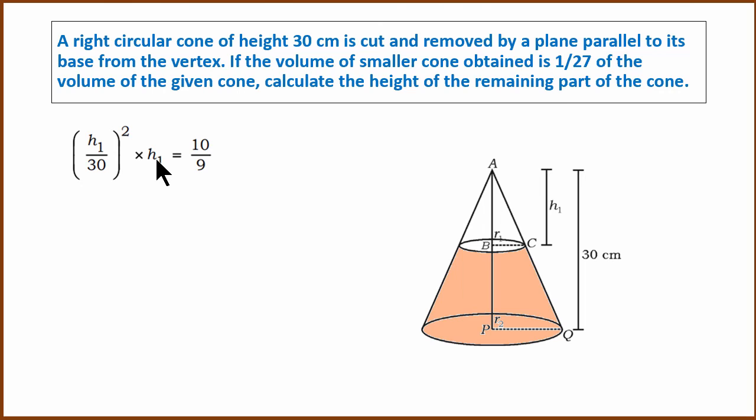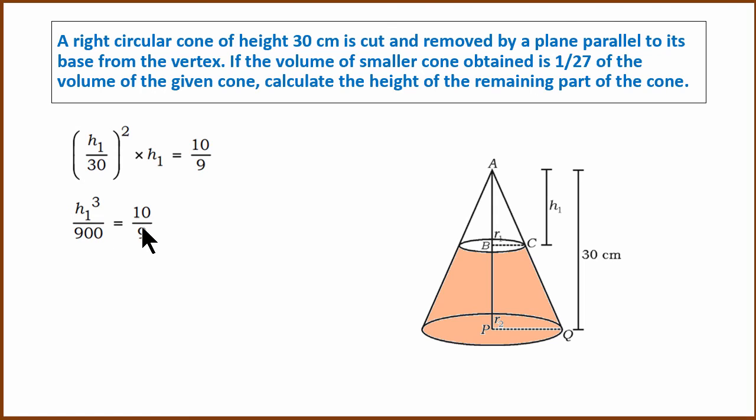We're going to simplify this. How will we simplify? Look at this. H1 square multiplied by H1 becomes H1 cube. And the denominator, 30 square, is 900. We're left with numerator H1 cube and denominator 30 square, which is 900.